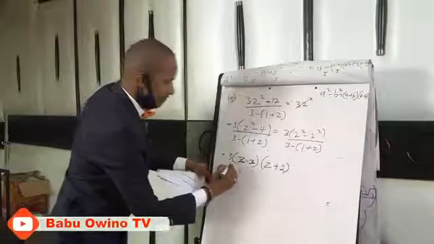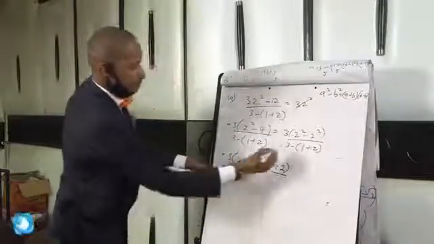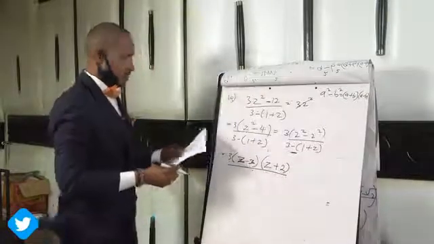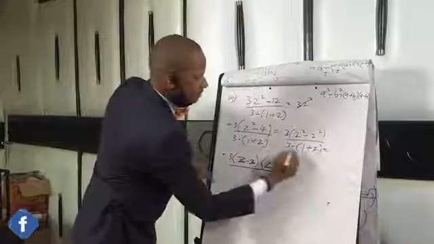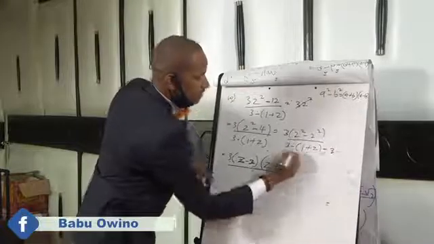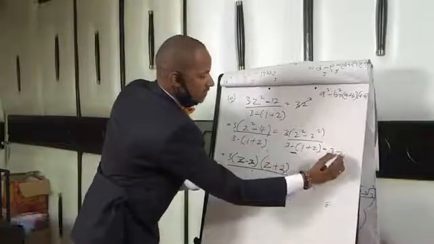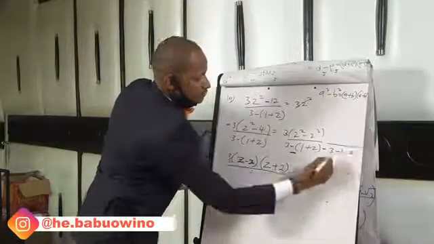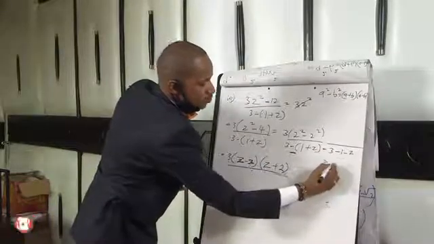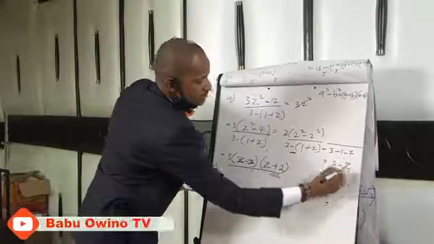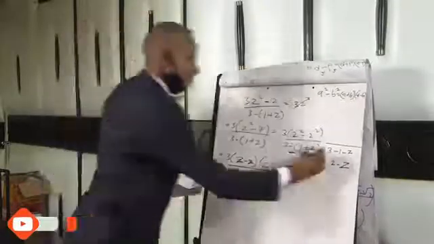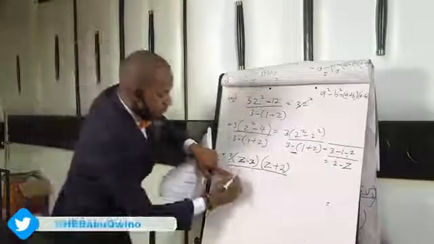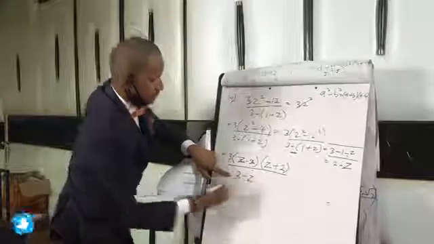Divide by, when you open up this, it becomes 3 minus 1 times 1 is minus 1, minus 1 times z is minus z. So this becomes 2 minus z. So down here we have 2 minus z.